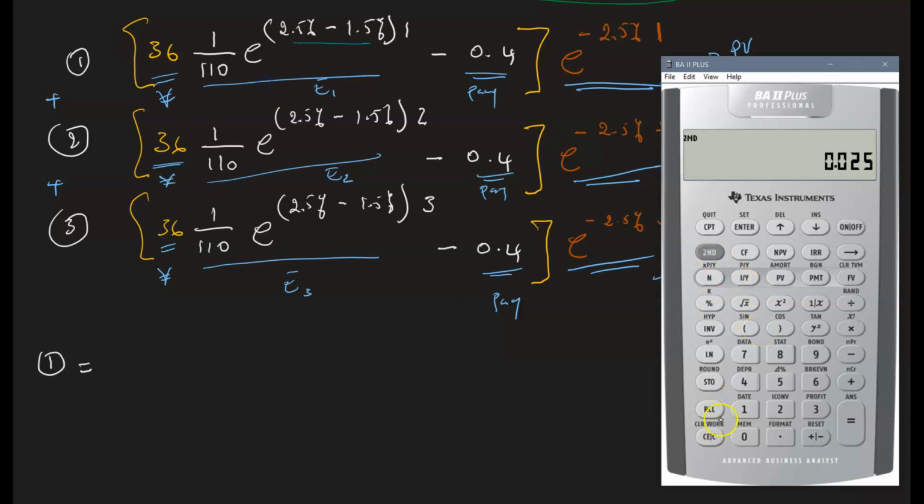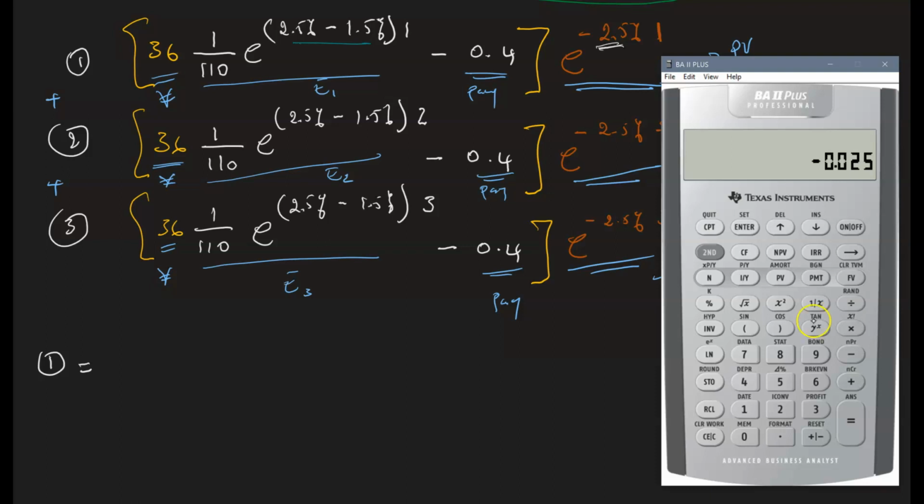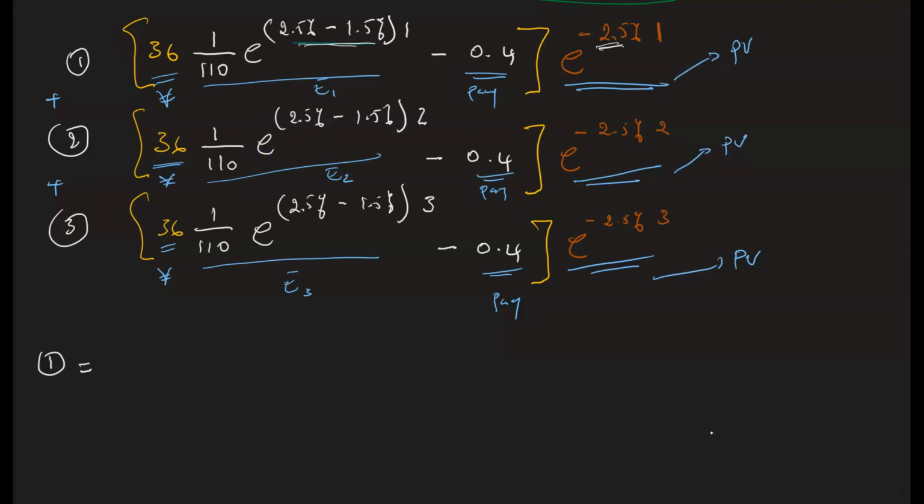Second function exponential, and that gives us that. Actually, I forgot to put the minus: 2.5% minus, this is what I'm doing, working on that one. Then I'm going to do the exponential, second function exponential. That gives me that. I'm going to store that in the first memory slot. First, store 1.